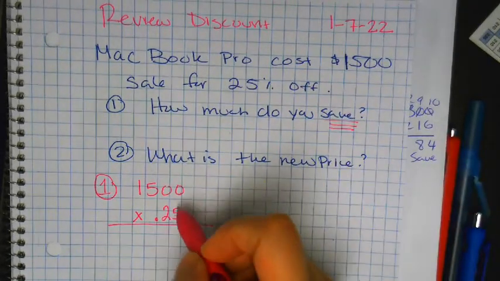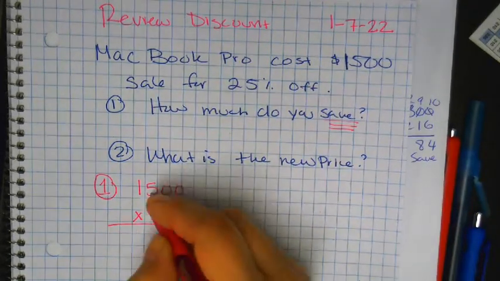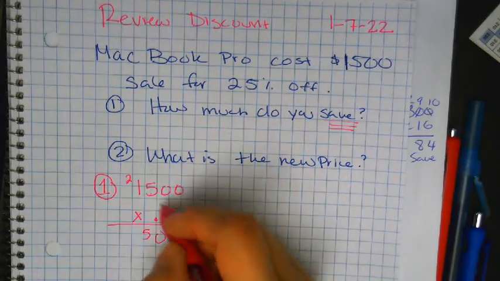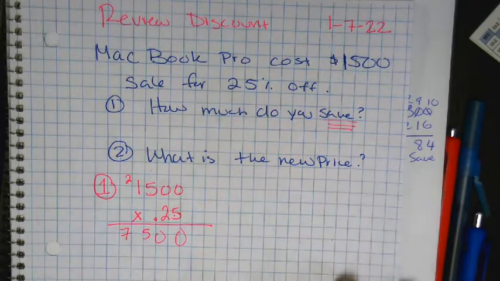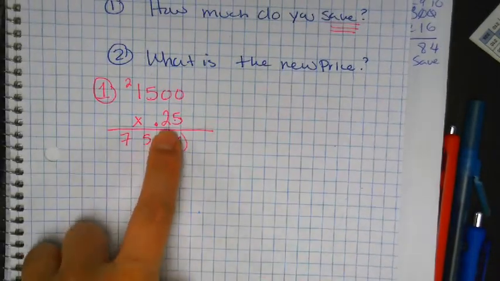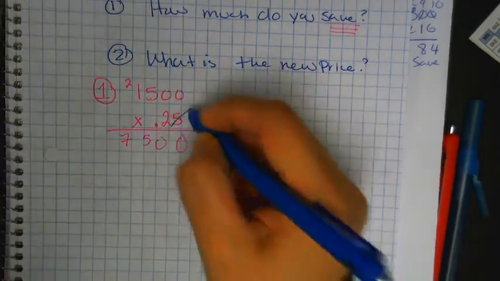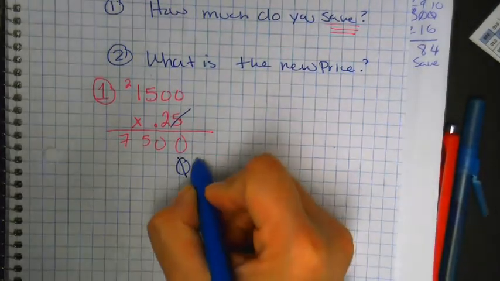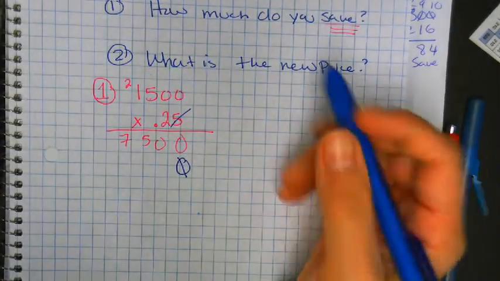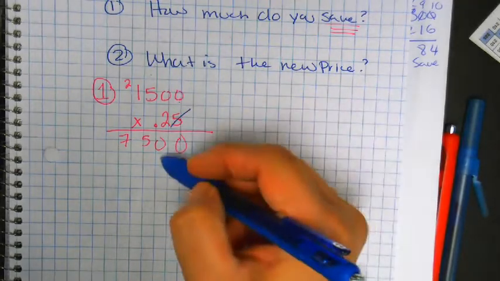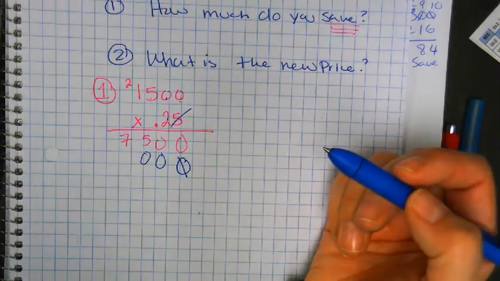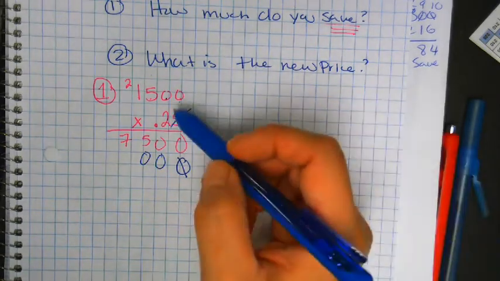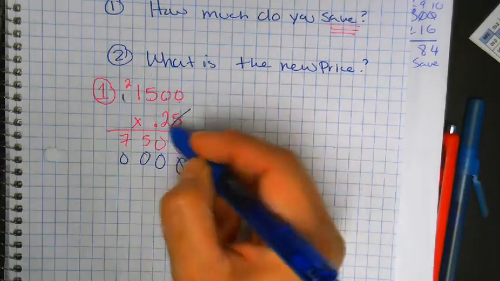5 times 0 is 0, 5 times 0 is 0, 5 times 5 is 25, carry the 2. 5 times 1 is 5 plus 2 is 7. Okay, this is not my answer, right? Because I still have to multiply by 2. I still get kids forgetting about the placeholder. 2 times 0 is 0, 2 times 0 is 0. What's the point of the placeholder? 5 times 2 is 10, carry the 1, 2, 3.